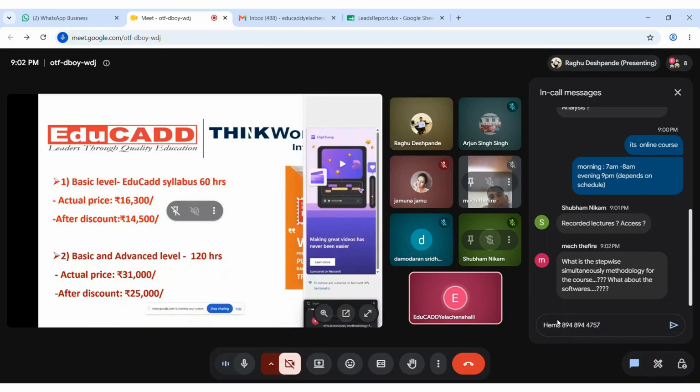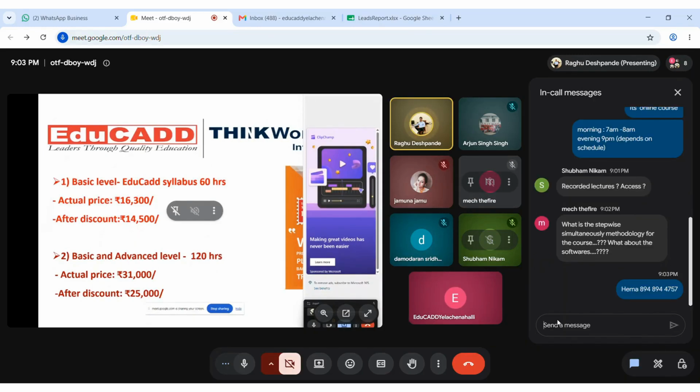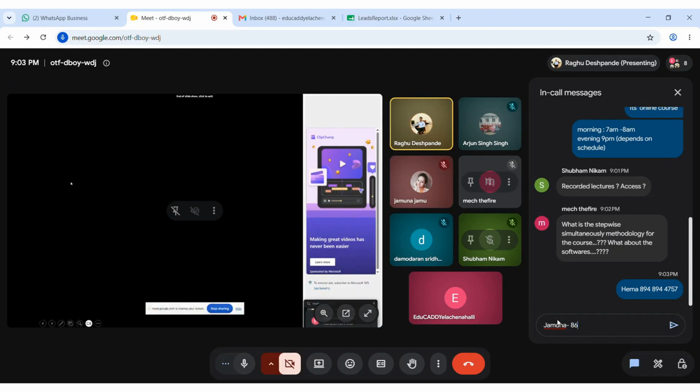So sir is asking what is the stepwise, simultaneous methodology. So what about the softwares? Yeah, basically, as I explained, we will be dealing with the... I'll just come to that slide.